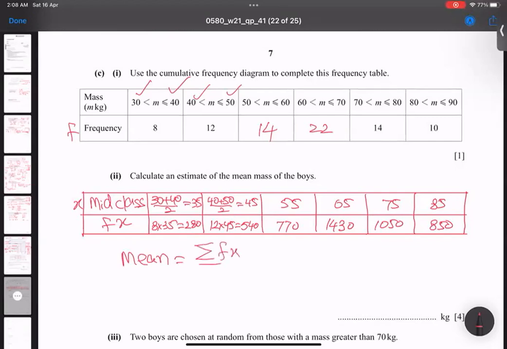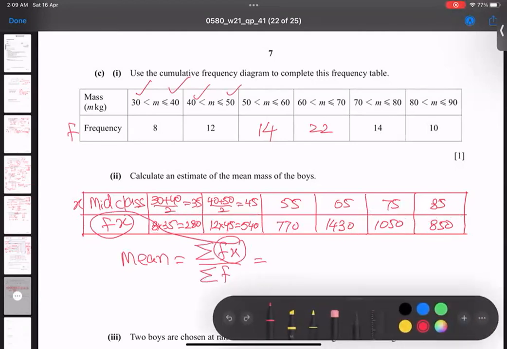Sigma fx, sigma f. What does sigma mean? Sigma means sum, add them all. So sigma fx, this is the name. In short, I'm going to add all these values. So have a look now at how I'm adding.